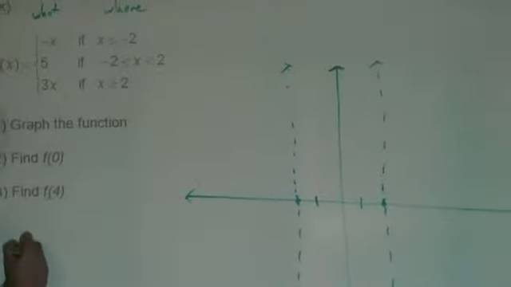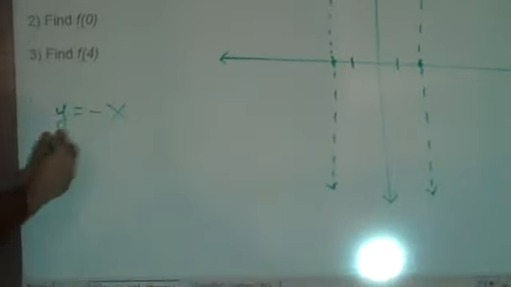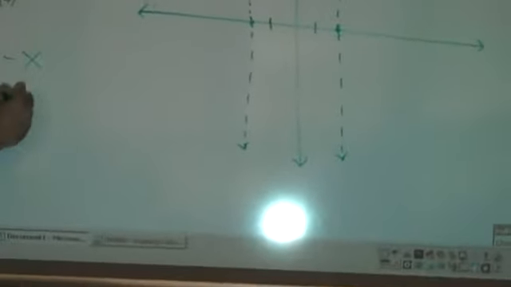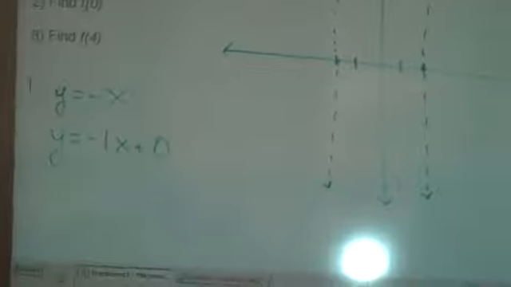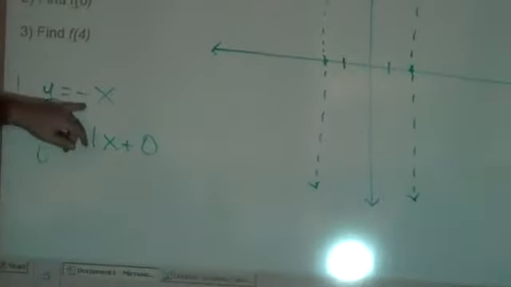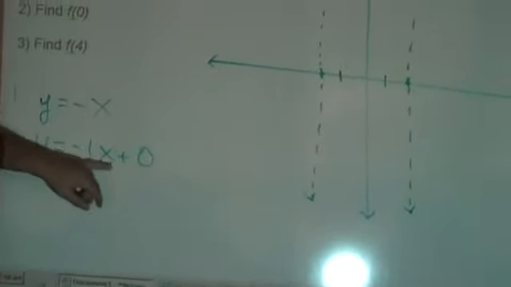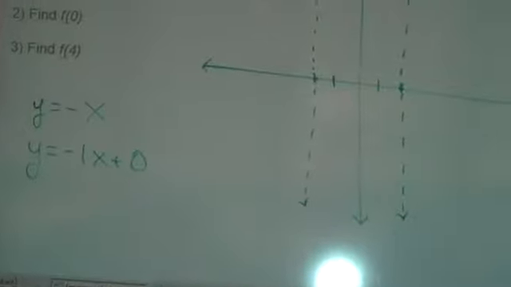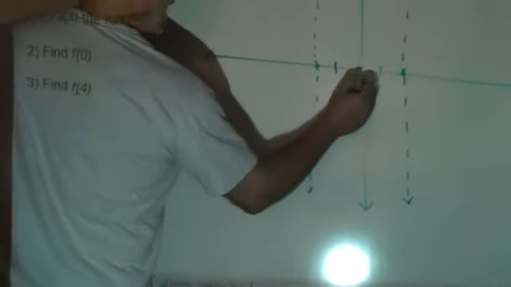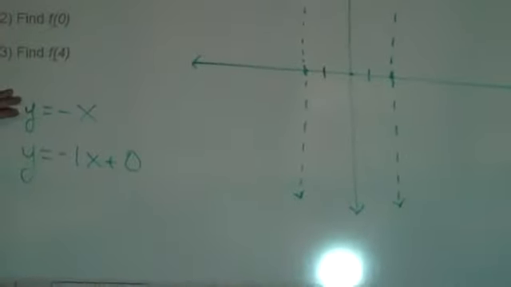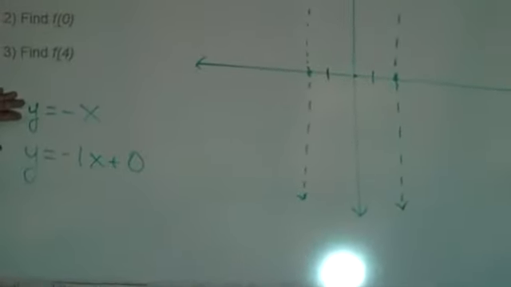The first line, y equals -x, is the same as y equals -1x plus 0. If you put it into mx plus b, y equals -x has a slope of -1, hits the origin at 0. Here's the hard part. The drawing is the answer. You've got to get the drawing right.